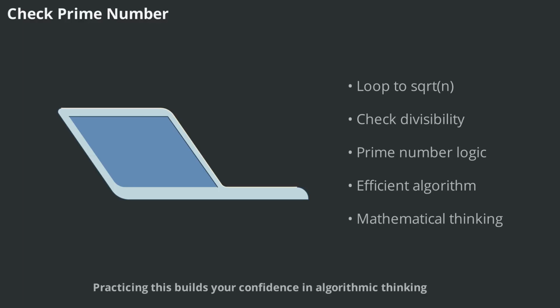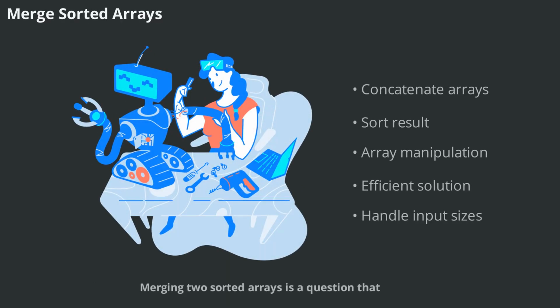Practicing this builds your confidence in algorithmic thinking. Merging two sorted arrays is a question that tests your ability to combine and sort collections. By concatenating the arrays and sorting the result, you can create a single sorted array. For example, 1, 3, 5, and 2, 4, 6 become 1, 2, 3, 4, 5, 6. This problem demonstrates your skill in array manipulation and sorting.